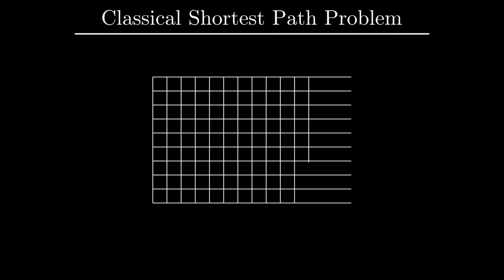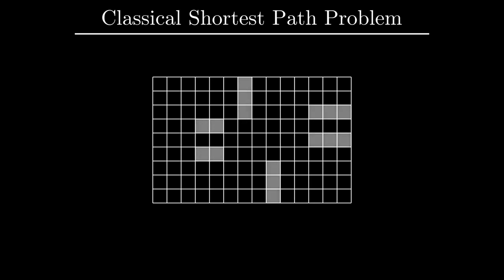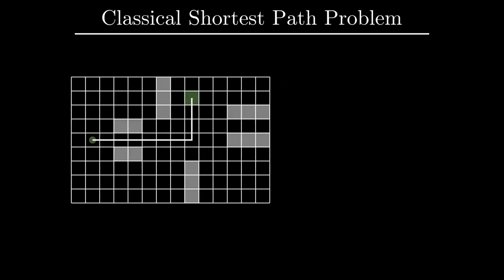Consider a grid where some cells are free and others are blocked. These are marked in gray on the figure. Suppose we have a robot that can move from cell to cell in either of the four directions. And let's say we have a goal cell that the robot needs to reach. Finding a shortest path from the robot's current position to the goal is an instance of the shortest path problem.